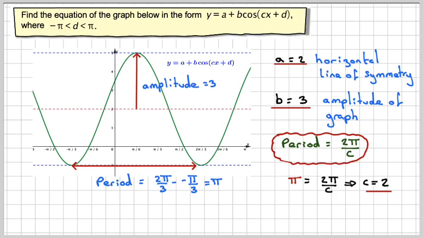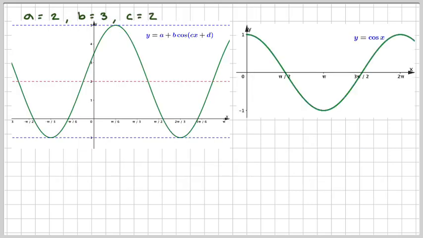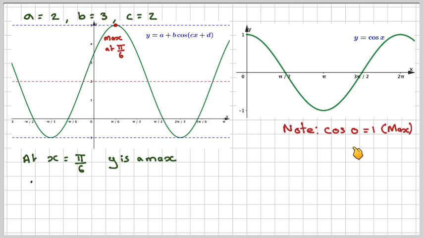So d is a little bit more complicated. If we draw everything out again, and we just draw a normal cosine graph, on the cosine graph the maximum point happens when the angle is equal to 0. So our maximum on this graph happens at pi by 6, where y is a max. We're going to note in the cosine graph, the cos of 0 is 1, which is a max, and then gets multiplied by b and added to 2, and you get up to 5.